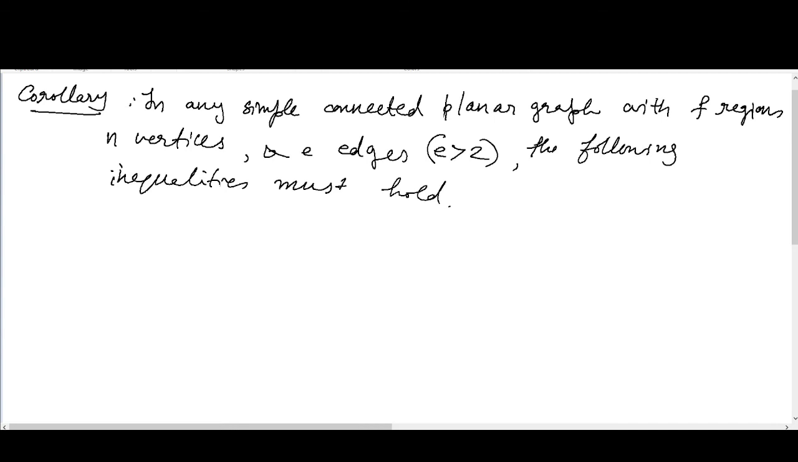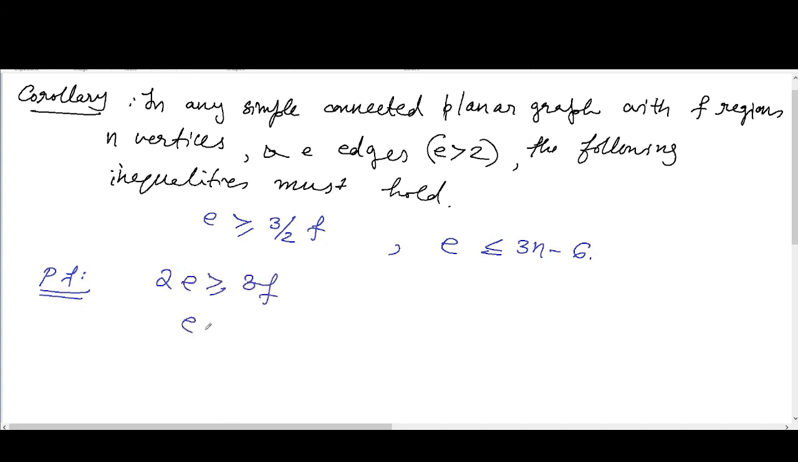What are the inequalities here? Here e is greater than or equal to 3/2 f, and e is less than or equal to 3n minus 6. Now we can move to the proof. Simple proof: each region is bounded by at least 3 edges and each edge belongs to exactly 2 regions. So we must have 2e greater than or equal to 3f. From that we have e greater than or equal to 3/2 f. So the first proof is over.